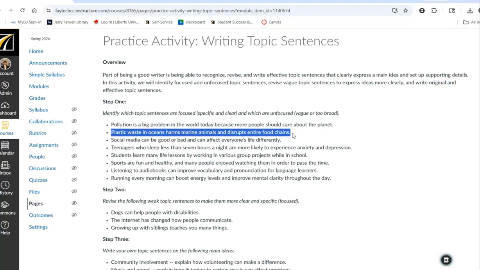I think it's focused. It's specific and it's clear. What are we talking about? Plastic waste in oceans. And what does it do? Harms marine animals and disrupts entire food chains.